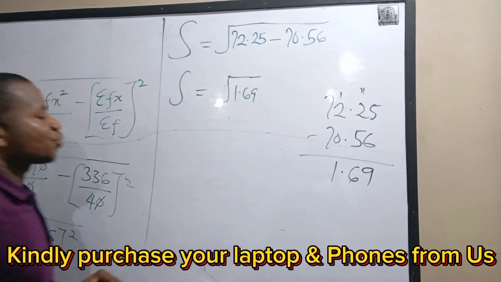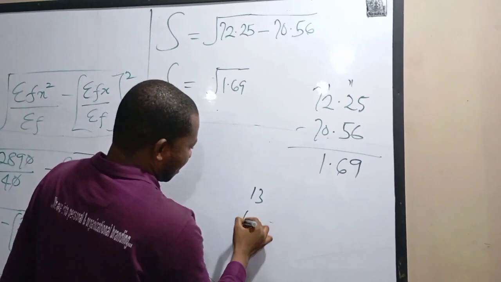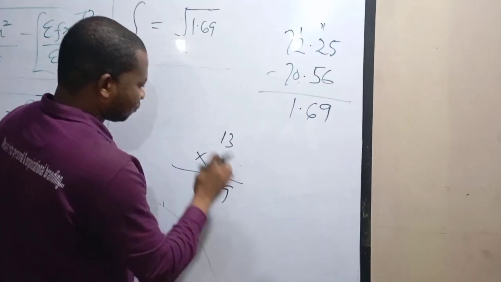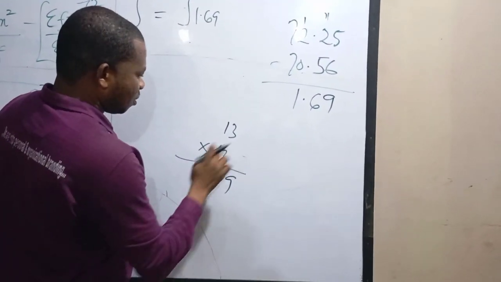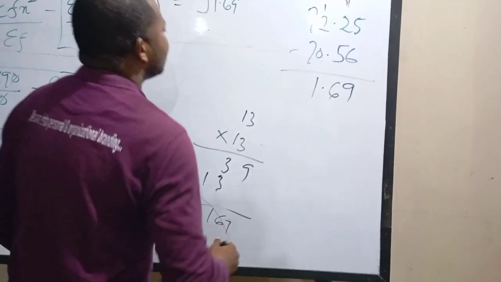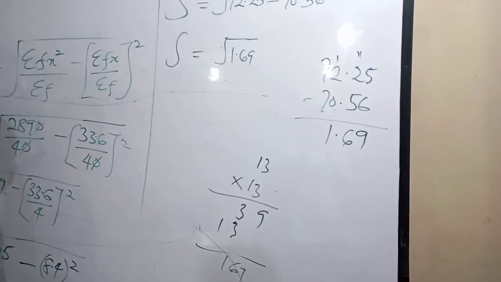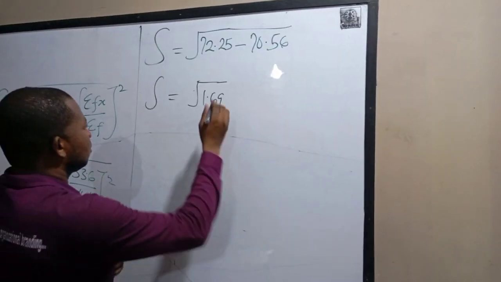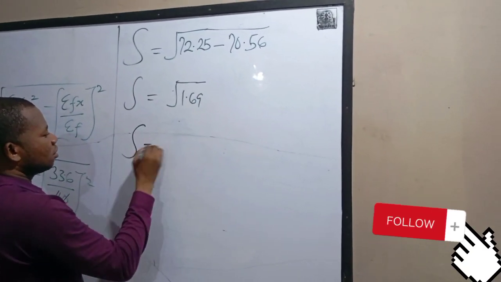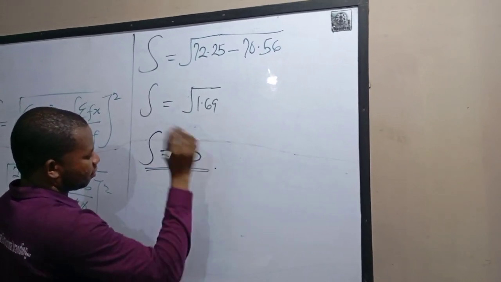So at the end of the day, we have standard deviation giving us square root of 1.69. Of course, I know that 13 times 13 will give me 169. Let's check it out. 3 times 3, 9. 3 times 1, 3. 1 times 3, 3. 1 times 1, 1. That's 169. But here we are dealing with 1.69. So what do you think will be the answer? The square root of this is actually 1.3. So that is that.